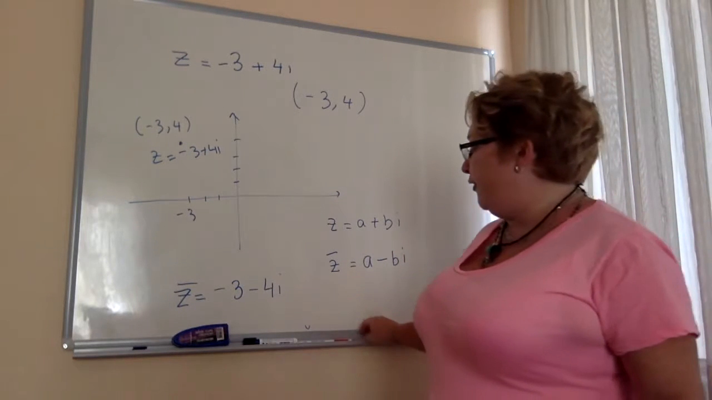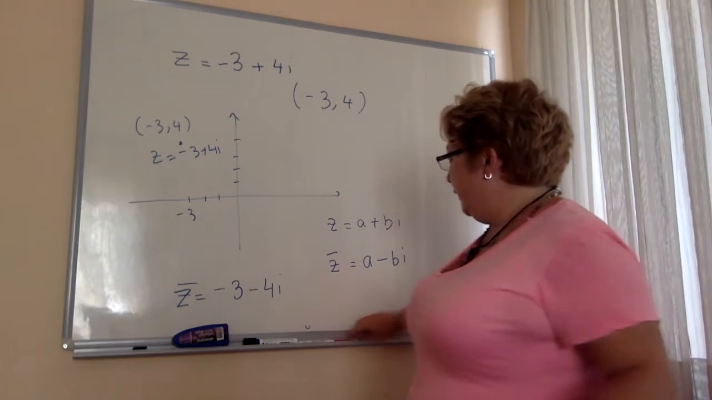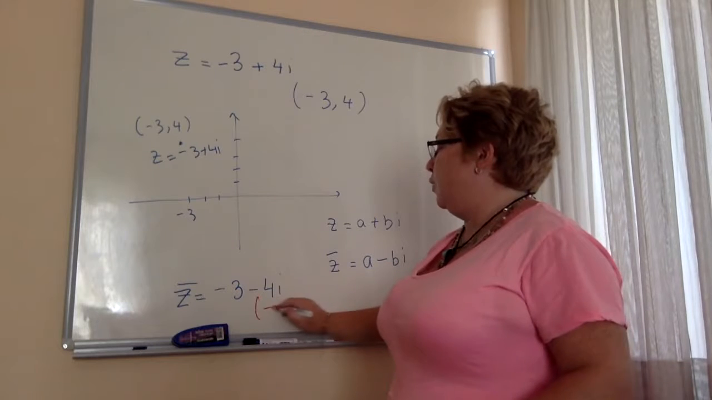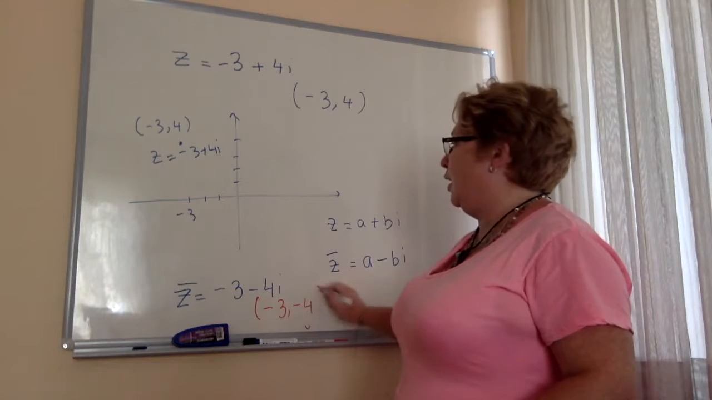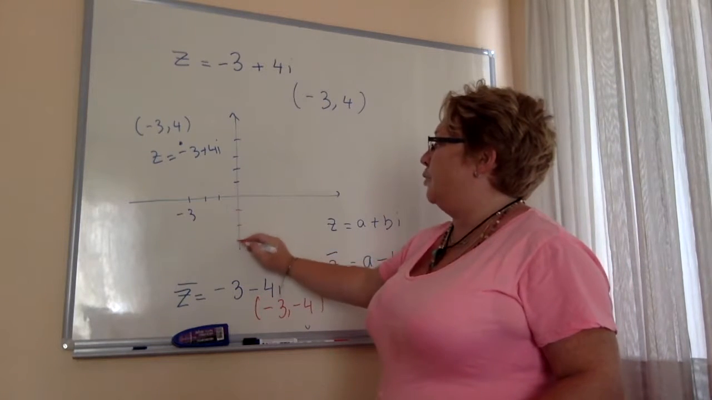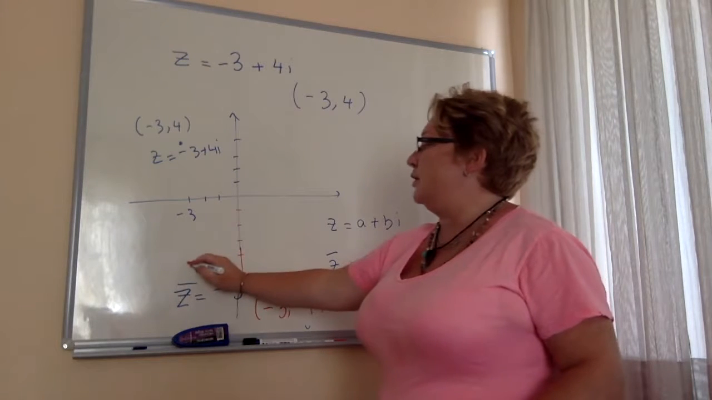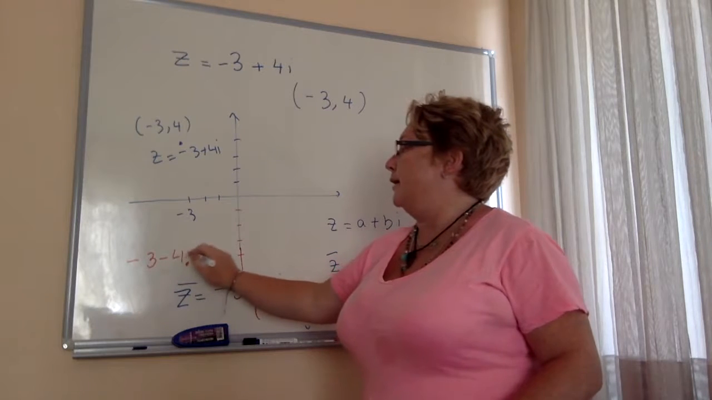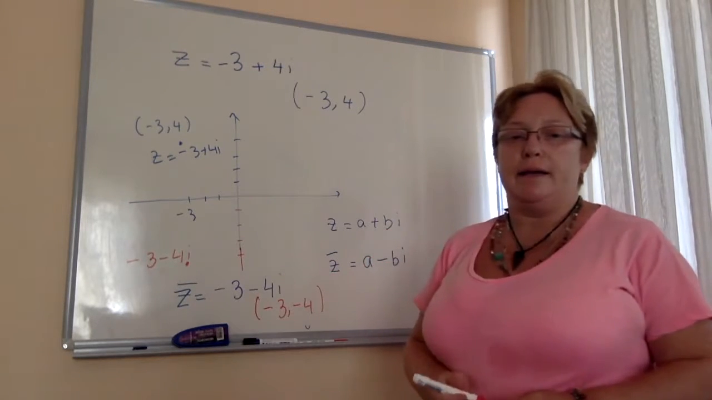And if I want to graph that in the complex plane, I'm simply going to mark the point (-3, -4), and let's say that's the point here. So this marks the conjugate of z, or -3 minus 4i.